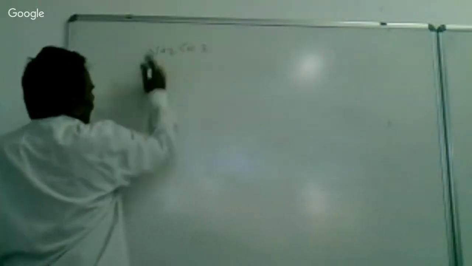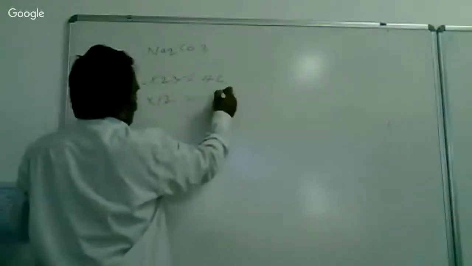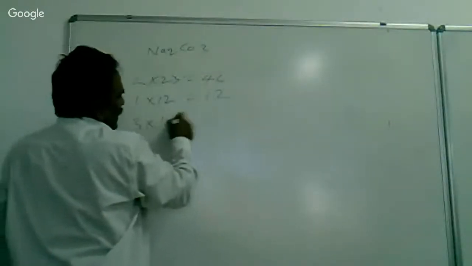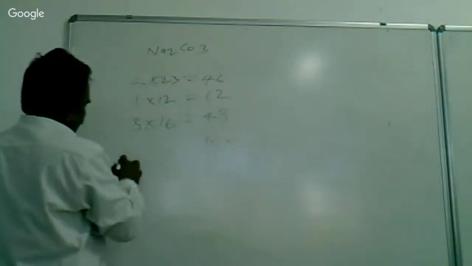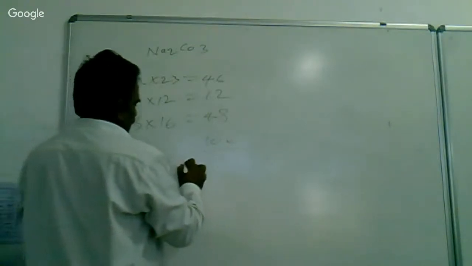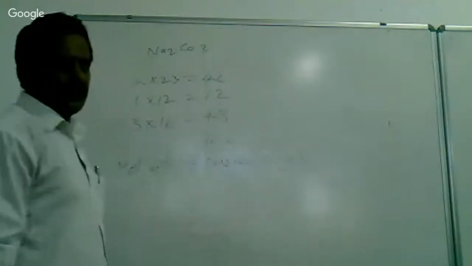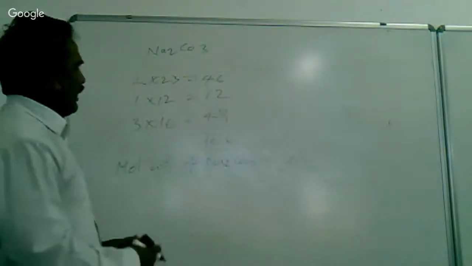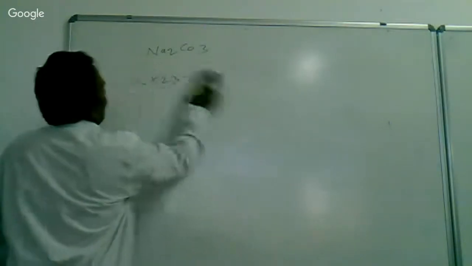Na2CO3. There are 2 Na's, 2 into 23, nothing but 46. This 1 carbon, 1 into 12, equals 12. 3 oxygens, 3 into 16, nothing but 48. So the molecular weight, or simply molecular mass, of Na2CO3 is equal to 106. In the same manner, calculate the molecular mass or molecular weight of the following compounds.